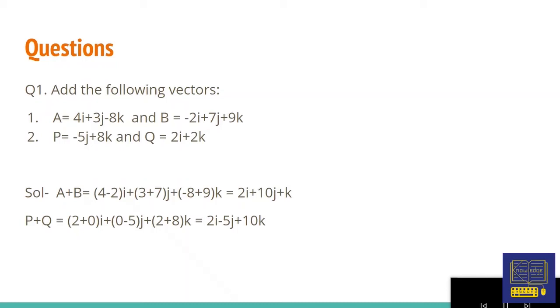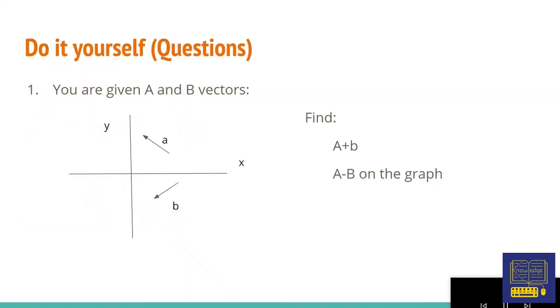So moving on to DIY questions. In these questions you have to do it yourself. These are very simple questions and you can do it right now. First question. You are given two vectors a and b on the graph. As you can see, this is vector a and this is vector b. You have to find a + b and a - b on the graph itself.